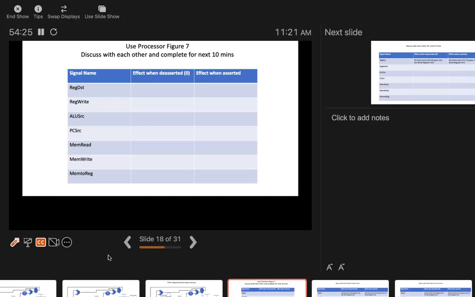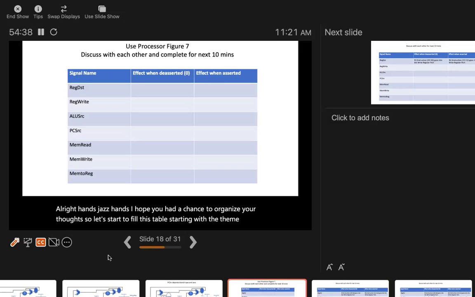All right, jazz hands. I hope you had a chance to organize your thoughts. So let's start to fill this table, starting with the team of Mo and Matt, and Mo is the leader. So in your own words, Team Mo and Matt, what would happen if I were to deassert reg dest?